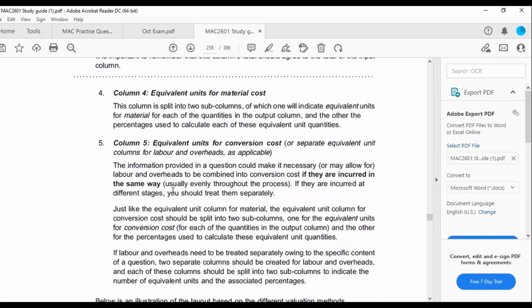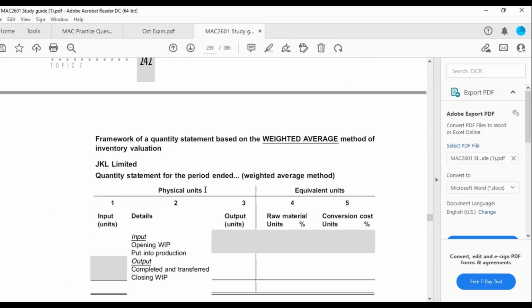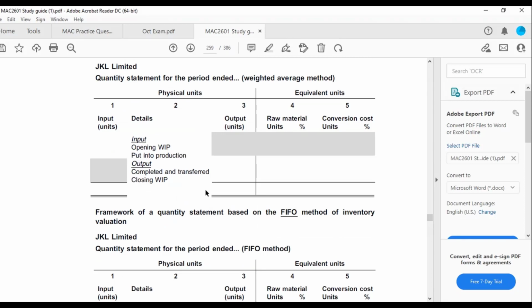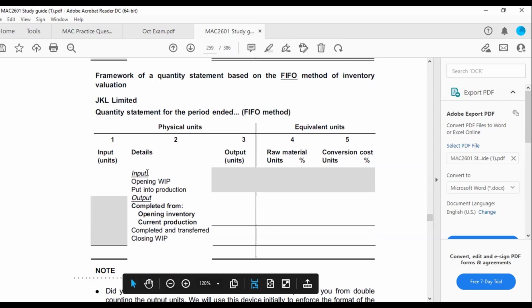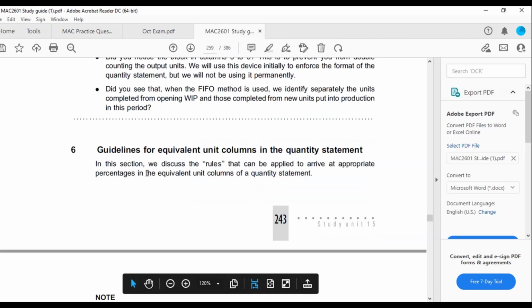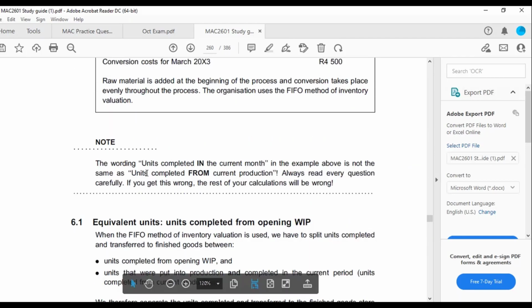Then there's equivalent units for material, then there's equivalent units for conversion. So this is the framework. Now let's look at the framework. This is very important. Let's look at the framework based on weighted average, how would it look? And also under first in, first out.